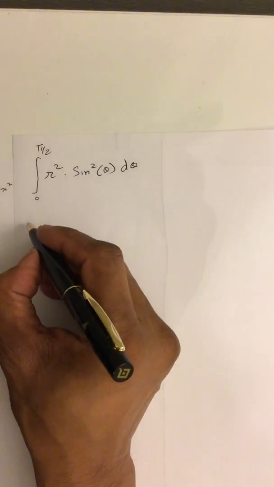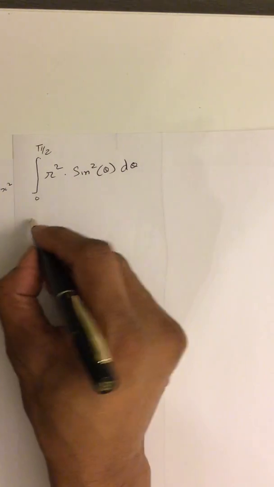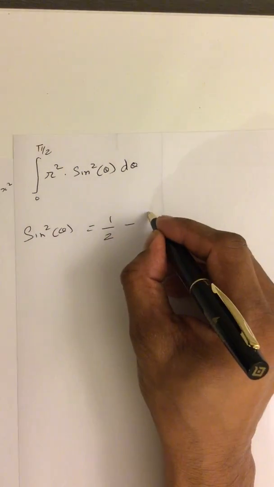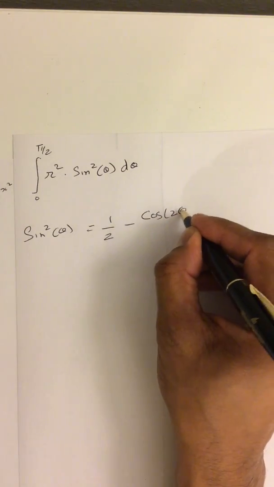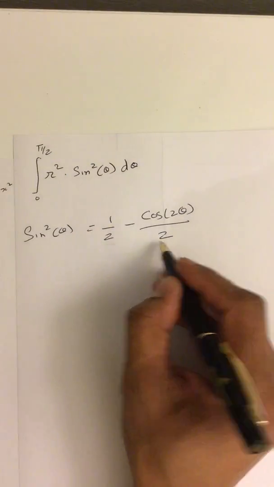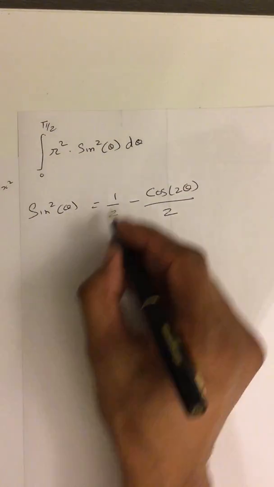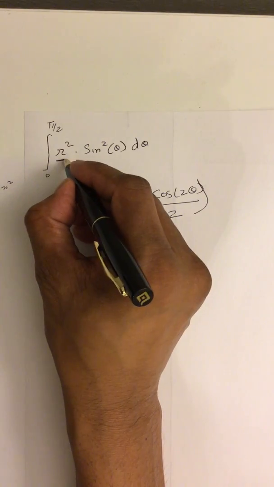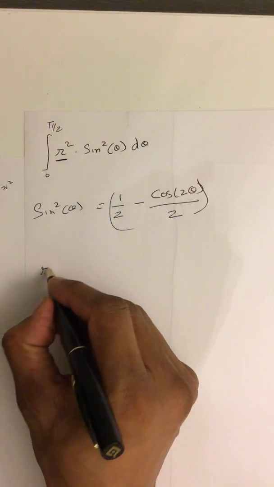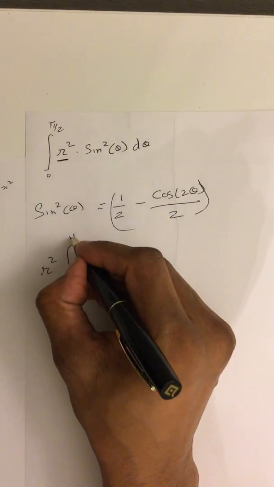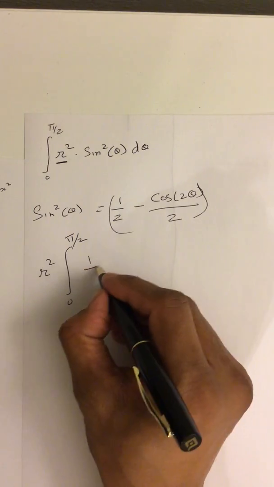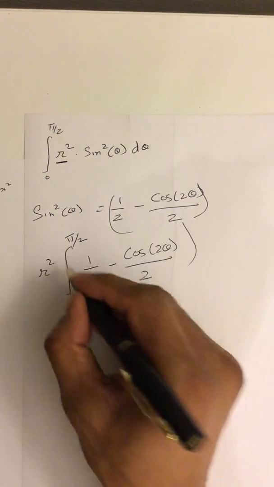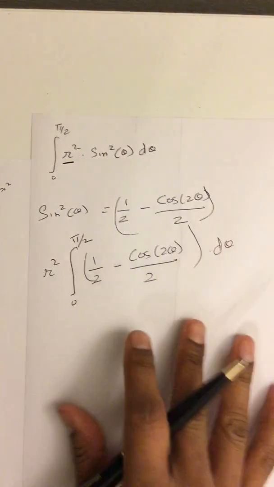Now from the trigonometry formulas, we know that sine square theta is equal to 1 by 2 minus cos 2 theta by 2. This is a standard trigonometry formula, you can look it up. So I'm going to substitute this over here. We know that r is a constant, so we might as well bring it outside. So r square, limits 0 to pi by 2, of 1 by 2 minus cos 2 theta by 2, multiplied by d theta.